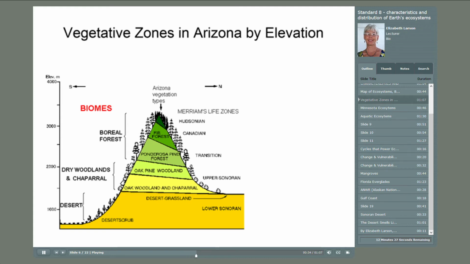The lower Sonoran Desert, where we live here in the valley. As we move toward Flagstaff, we'll pass through dry woodlands and chaparral, and similarly, once we were to leave Flagstaff and continue driving north to Page, we'd pass through again dry woodlands and chaparral as we come down in elevation. The third biome that we'd encounter in Arizona is the boreal forest. As we move up toward Flagstaff and toward the San Francisco peaks, we'll see more boreal forest vegetation.